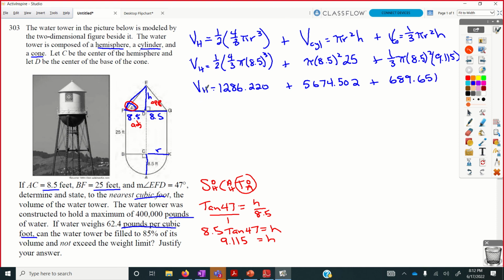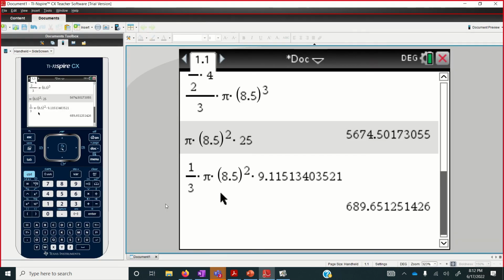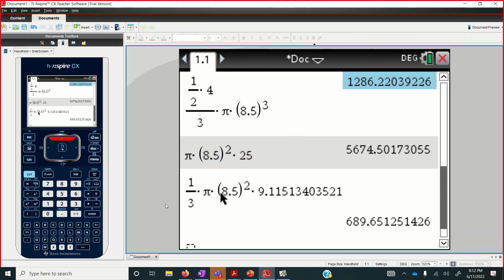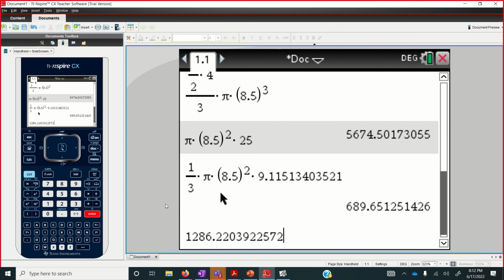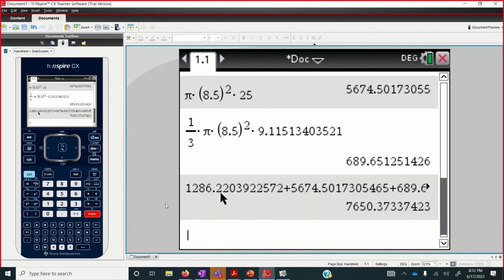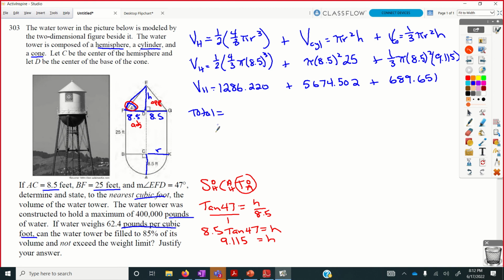So the total volume is the sum of all 3. And then we're going to round to the nearest cubic foot. So the first one we had was 1,286 and change. The second one was the 5,674 and change. And the last one was the 689, giving us a total of 7,650 to the nearest cubic foot.